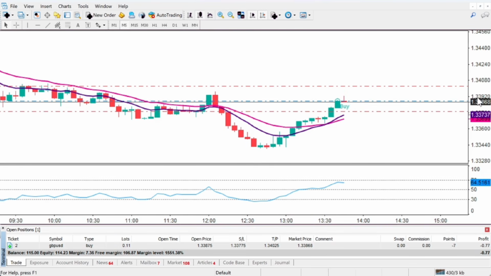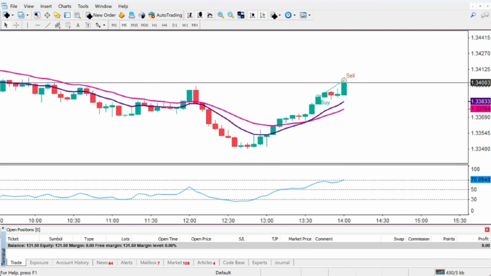Anyway, I pulled the trigger on a buy at 1.33875. Stop loss set 10 pips below, take profit 15 pips above. Lot size at 0.11, a bit heavier this time. But again, this is just an experiment, so don't copy the lot sizing if you're trading live.